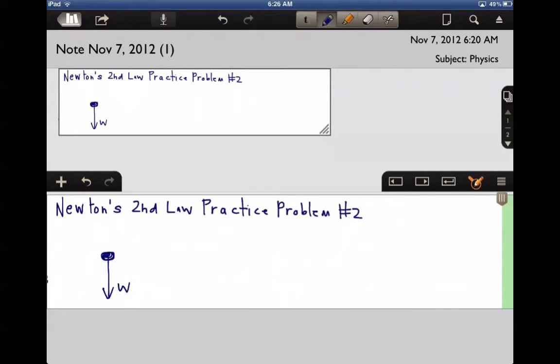W pulls down. There is a rope going this way, which is labeled A, and there's a rope going this way, which is labeled B. And we are told that this angle here is 60 degrees.